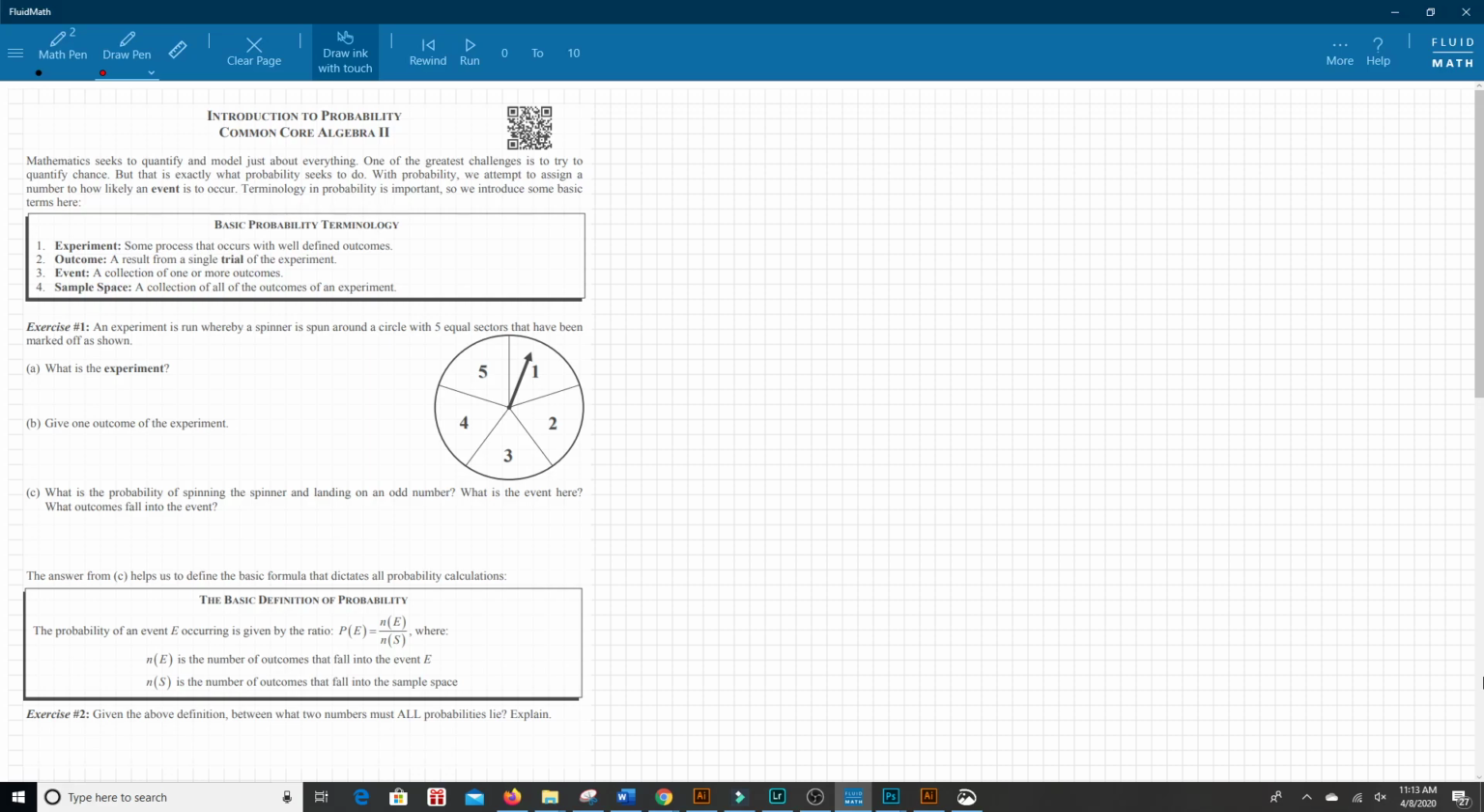What is the event? Remember, the event is a collection of one or more outcomes. The event is landing on one of the numbers, one of the 5 sectors. What outcomes fall into the event? Well, numbers. The spinner landing on one of the numbers. Outcome is a result of a single trial. So the spinner landing on one of the numbers.